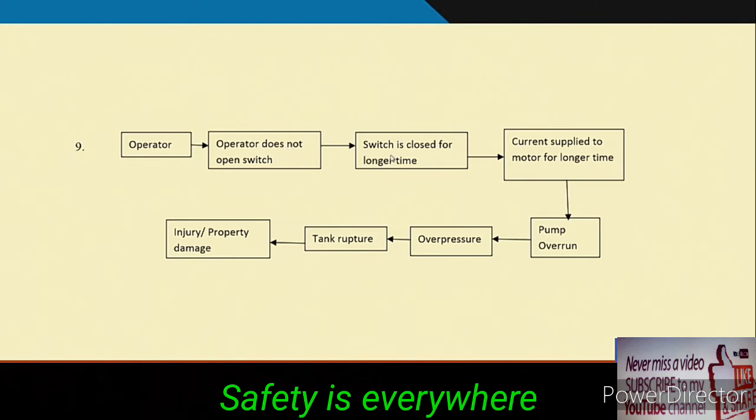Operator does not open the switch, switch is closed for longer time, current supplied to motor for longer time, then pump overrun leads to overpressure, leads to tank rupture, leads to injury, property damage. Okay. So, you see what is happening, that here the tank rupture is the accident and property damage and injury is the consequence. But the starting point is operator fails to do all those things, once the overpressure condition has taken place and it leads to injury.